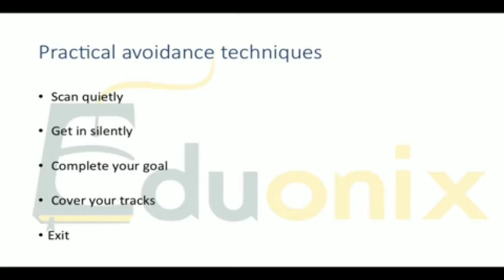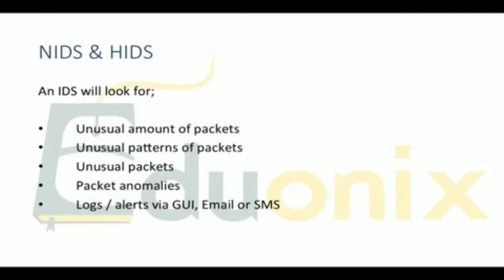Get in silently. Try not to set off any intrusion detection systems. Try not to crash any systems, or if you do need to crash a system, at least do it once you've completed your goal. You've got the information you require, you've installed a backdoor so you can get in again. After that, you need to cover your tracks, which could be removing logs, etc. Once you've done that, you can exit, hopefully silently again.